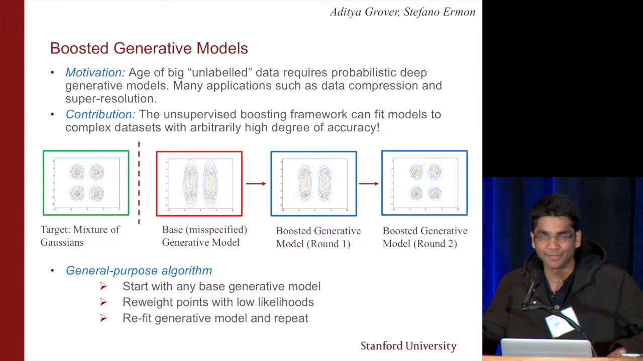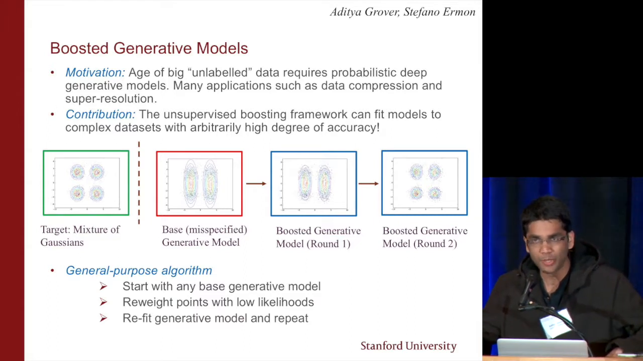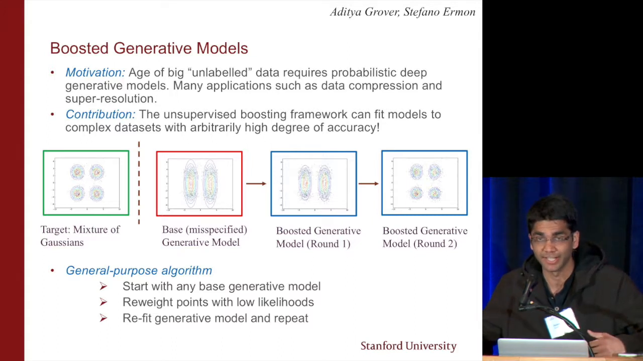We often hear that we live in the age of big data. We do, but more specifically, we live in the age of big unlabeled data, which presents a plethora of exciting opportunities, as well as a key challenge that we now have to learn probability distributions via generative models over unlabeled data. In this work, we present, for the first time, a meta-algorithmic framework that can learn generative models to an arbitrarily high level of accuracy.